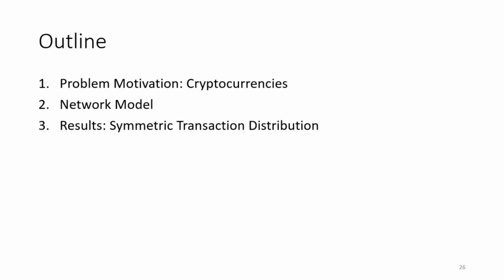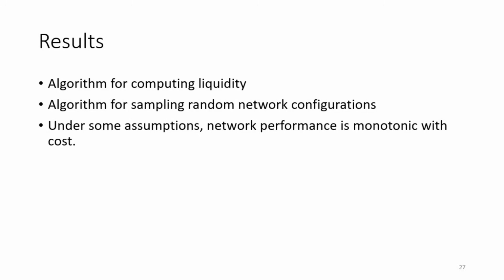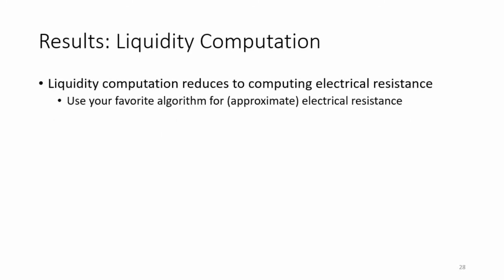The last thing to do is summarize our results. As I said, we give a reasonably efficient algorithm for computing the liquidity of any given transaction. We show that there's an efficient algorithm for sampling a random network configuration. And finally, under certain assumptions, we show that network performance is monotonic with network cost. So first, we show that liquidity computation reduces to computing electrical resistance. This means that if you want to compute liquidity, you can use your favorite algorithm for computing electrical resistance. Algorithms that approximate electrical resistance in very fast time are an active area of research, and so this can be done relatively efficiently.